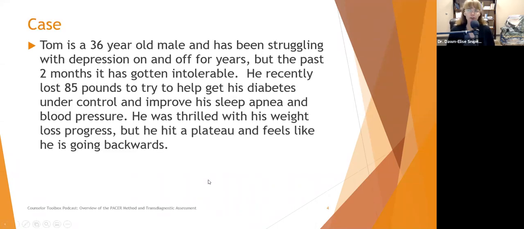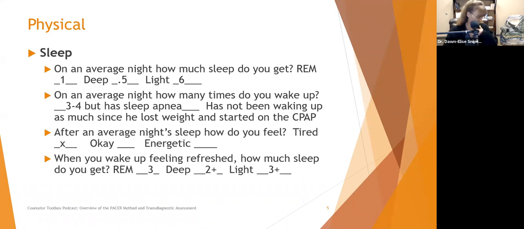So Tom is a 36-year-old male and has been struggling with depression on and off for years, but the past 2 months it's gotten intolerable. He recently lost about 85 pounds on purpose to try to help get his diabetes under control and improve his sleep apnea and blood pressure. He was thrilled with his weight loss progress, but he hit a plateau and feels like he's going backwards now, which is not helping his mood. This is the information you're going to get at the beginning when you're just doing your hi, how you doing, what brings you in today. So then we'll move into the assessment.